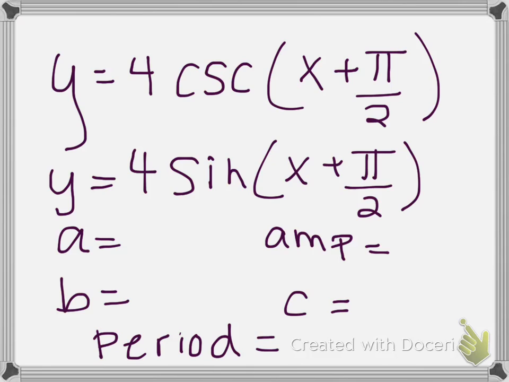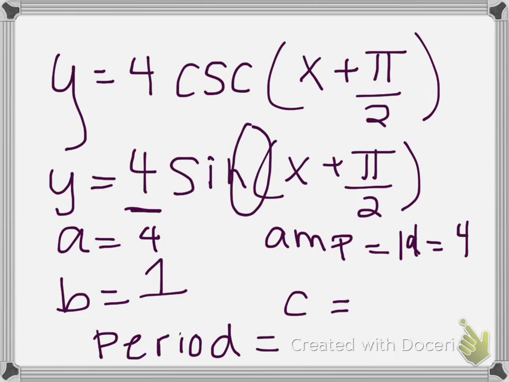Your A is always before sine, or cosine, or secant, whatever it gives you there. And the A in this case is 4. The B is always between here, so the B in this case would be 1. The amp is the absolute value of A, which is 4. And your C is always what follows the x. So in this case, it's negative pi over 2 because you have to change the sign that's here.